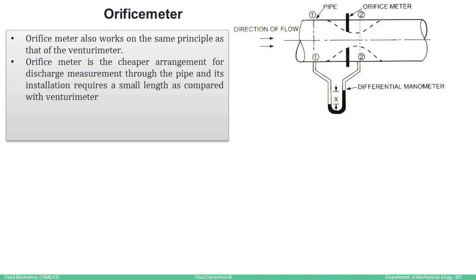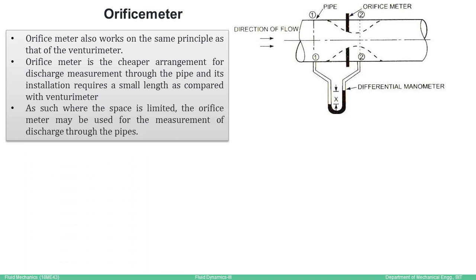So going ahead, the orifice meter is the simplest, cheaper arrangement because it includes a simple plate with an orifice, a central hole in it, and the length of installation is also small compared to the Venturi meter. You can observe the parts of a Venturi meter, like the convergent section, throat section, and divergent section. You need some length for it, but in this case it is a very small length. Because of this advantage, we can have the orifice meter installed in a very small space.